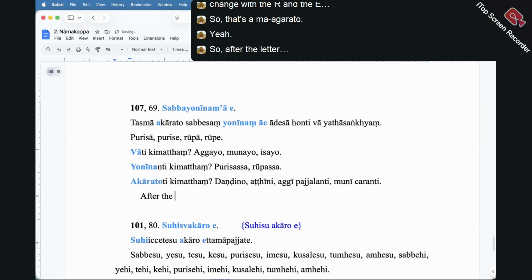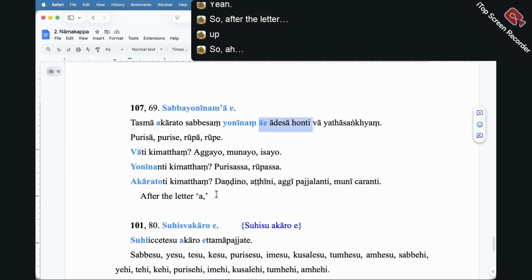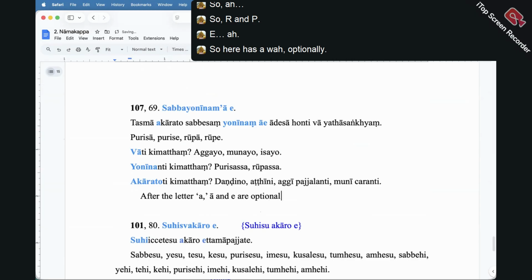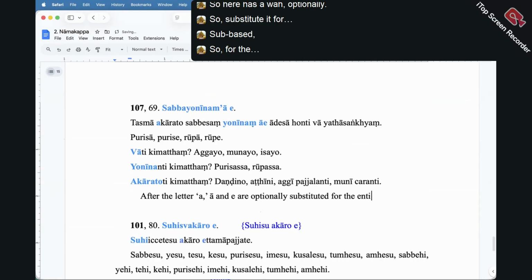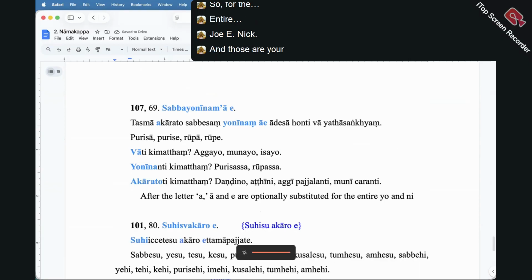So after the letter A, adisa hundi wa. So R and E R. So here also wa optionally. So it is substituted for Sabbesan Yonina, for the entire Yo and Ni, and also Yatha Sankhya, respectively.